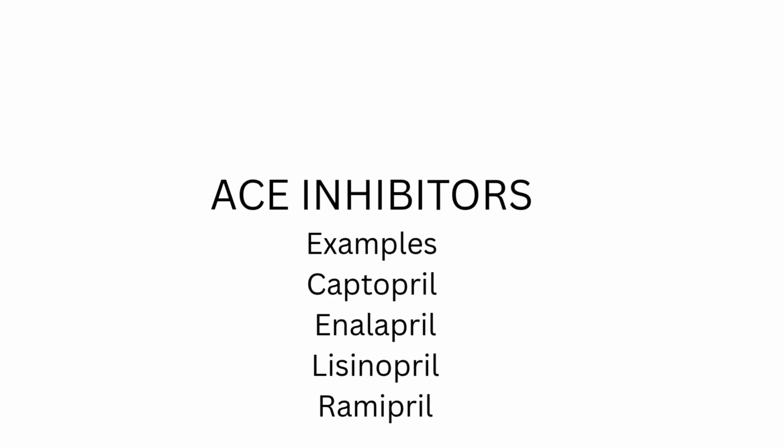ACE inhibitors are drugs that inhibit angiotensin-converting enzyme, commonly abbreviated as ACE. Examples include captopril, enalapril, lisinopril, and ramipril. They are widely used in the treatment of hypertension and heart failure, and they also have important roles in protecting the kidneys and cardiovascular system in selected patients.